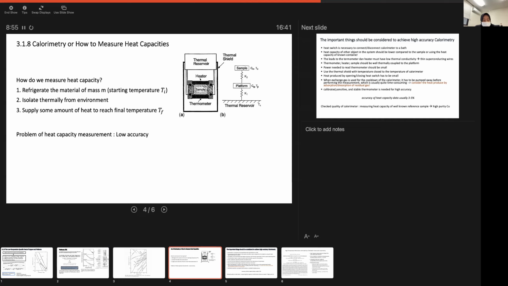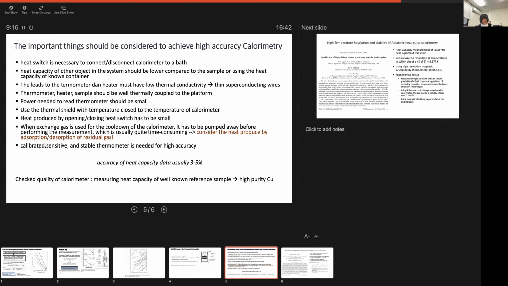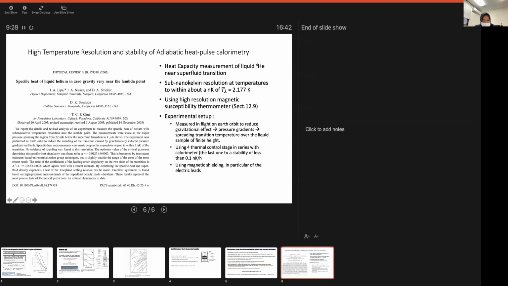This is a simple image of a calorimeter. The calorimeter consists of a platform to which a sample, thermometer, and heater are connected. The problem of heat capacity measurement is low accuracy. So next is about the important things that should be considered to achieve high accuracy calorimetry.